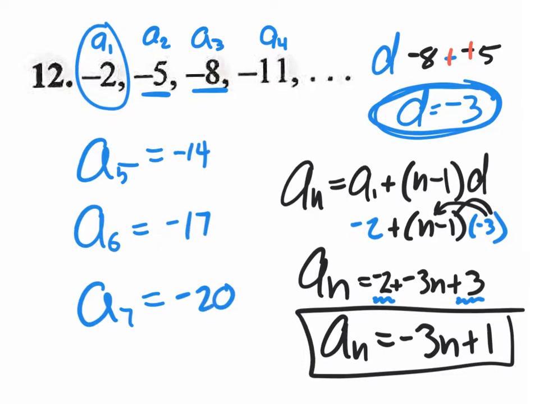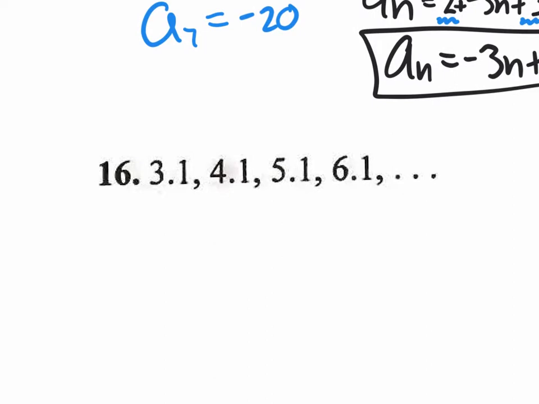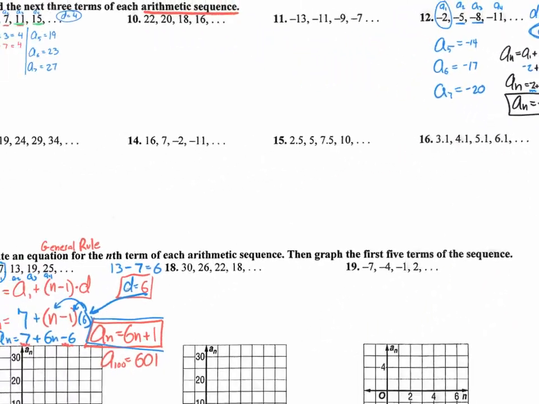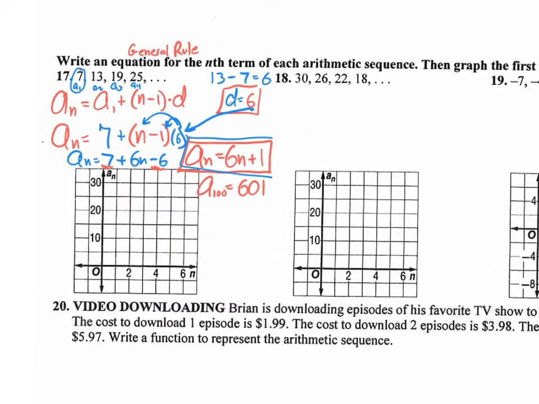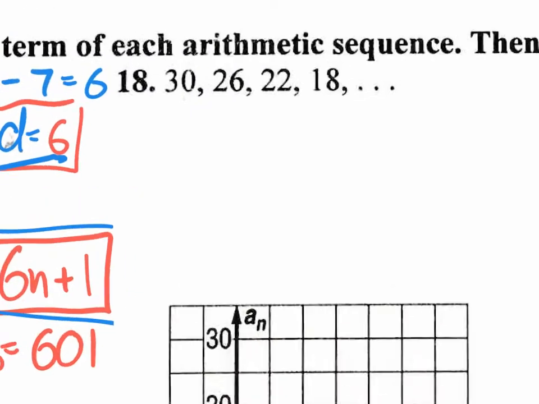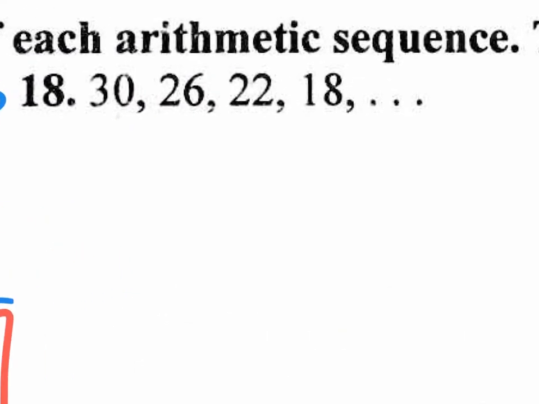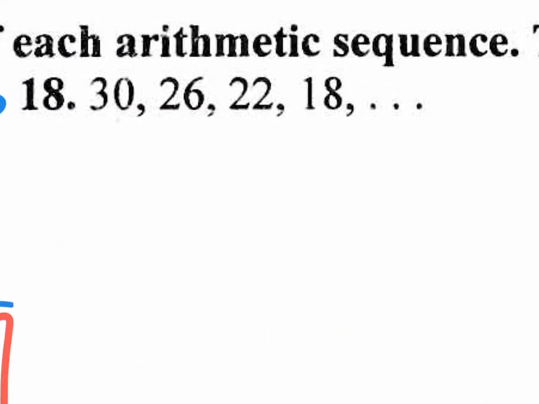So down here, they want you to write the equation. It says write the equation for the nth term. On number 17, we wrote the equation. On number 18, you have to write the equation. So let's do number 18. Let's write the general rule. First of all, we could start labeling things. Your a sub 1 term is 30, a sub 2 is 26, a sub 3, a sub 4. Now they want the general rule.